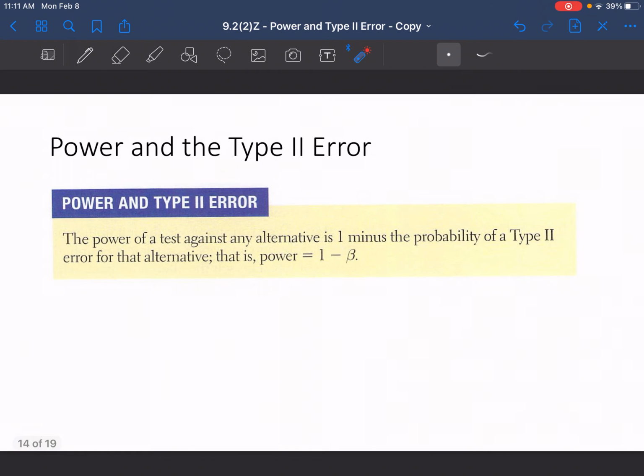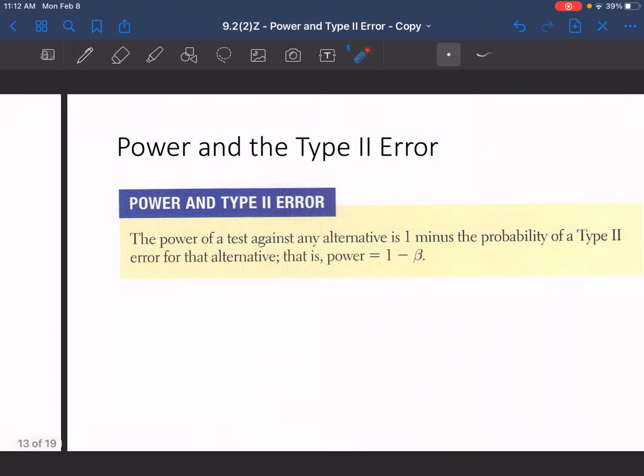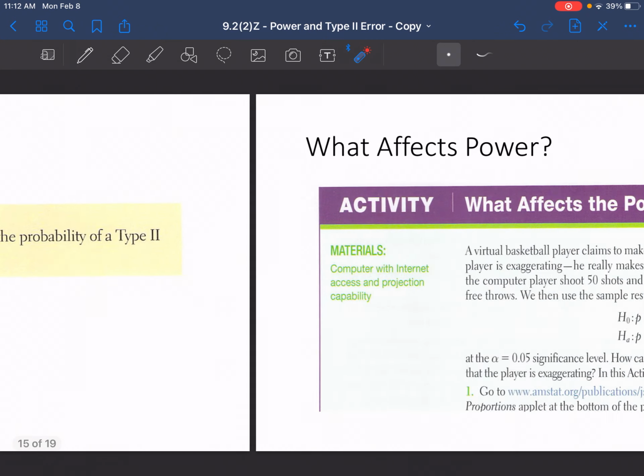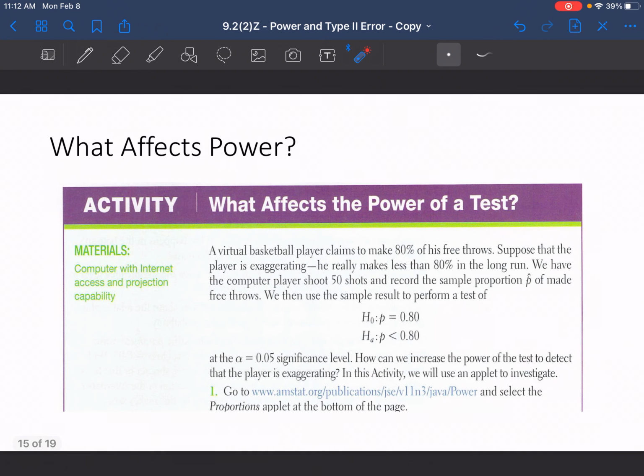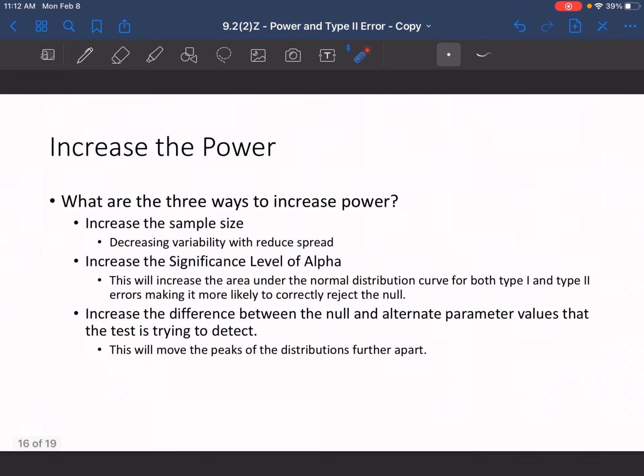So just remember these visual representations of what these actually represent, basically. So again, the power of a test against any alternative is 1 minus the probability of a type 2 error for that alternative, which is essentially what we just went over in this area right here. So basically, what affects power? What makes power go up, down, anything of that sort? Because again, we want to increase power as much as we can.